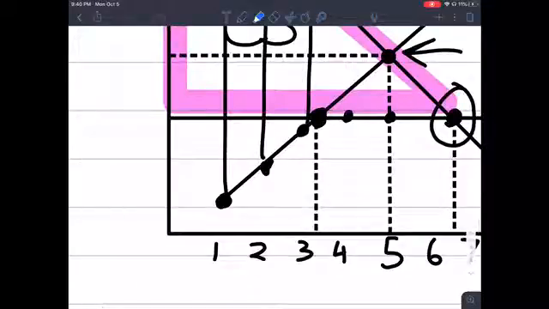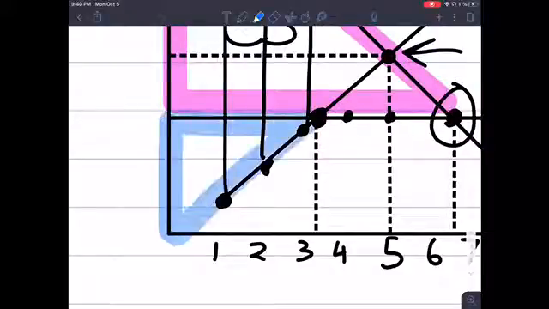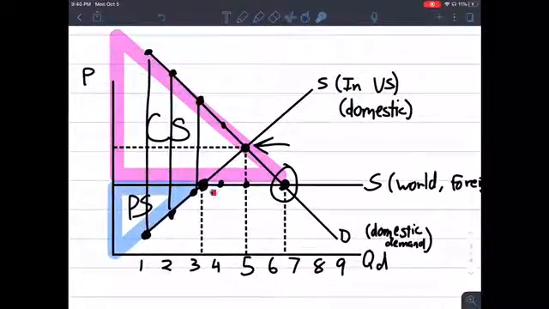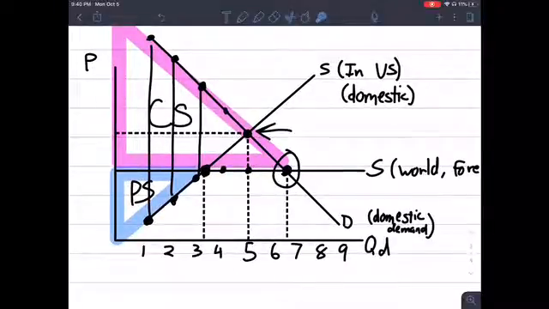Now the producer surplus is actually a lot smaller. The producer's surplus is only here because the consumers are getting such a good price in these areas due to the world. The domestic producer's surplus is limited to just that area. In this, there is no deadweight loss.